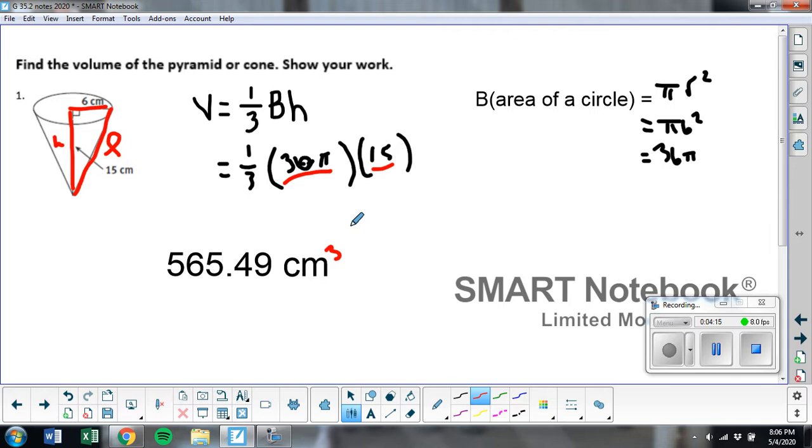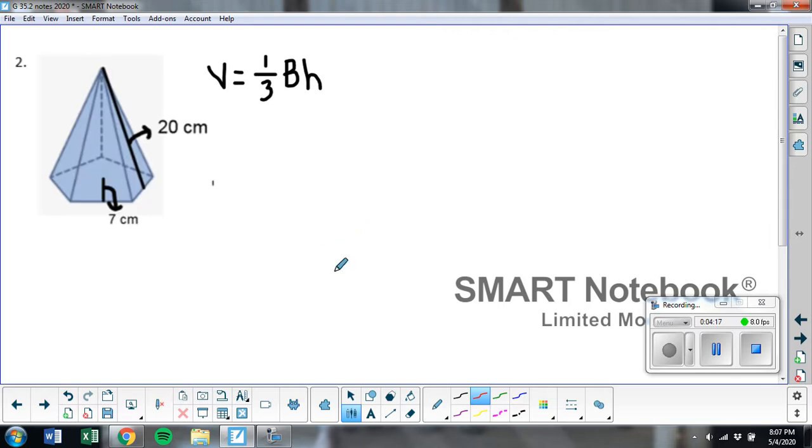Okay, let's try the next one. Start writing the formula. Capital B is area of the base. So what shape is the base? Looks like 1, 2, 3, 4, 5. So it's a pentagon. What's the formula for area of a pentagon? By the way, you should have a gold sheet with all of your area formulas if you forget. That's 1/2 AP, 1/2 apothem perimeter. The apothem, I'm usually going to give you the apothem. It's 7. Remember, apothem is center to side. So that's 7.